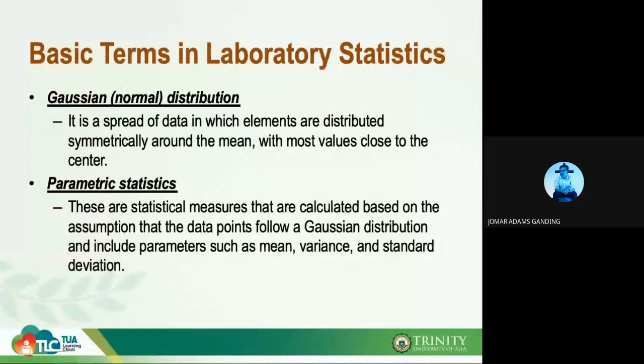We have your non-parametric. Non-parametric is used if the data are what? If the data are not normally distributed. In other words, the data are skewed. If the data are skewed, you use non-parametric statistics.